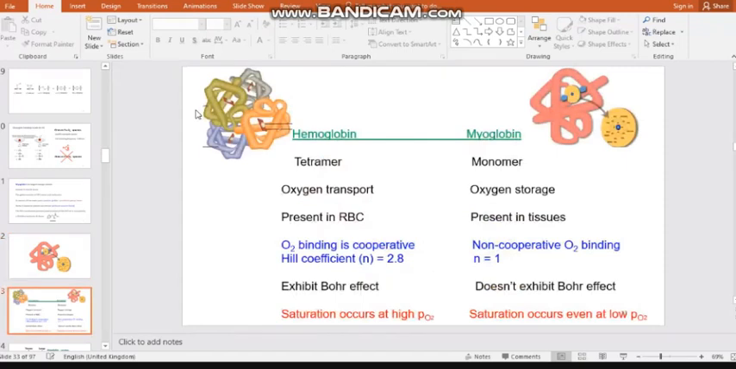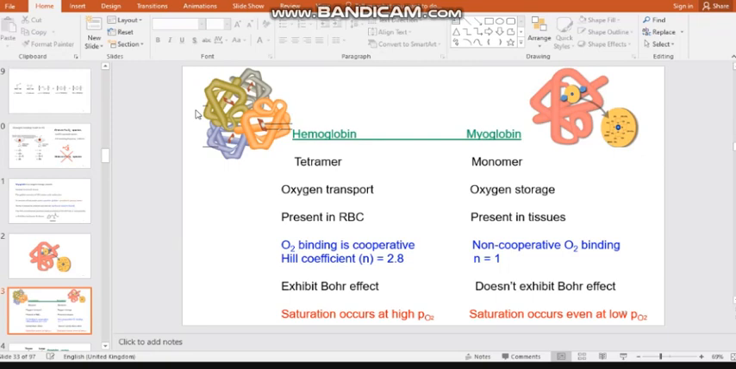So if you are seeing from the structural aspect itself, hemoglobin is a tetramer, whereas myoglobin is a monomer. And in function, one is an oxygen transporting enzyme, whereas myoglobin is an oxygen storing enzyme. Hemoglobin is present in RBC, in red blood cells, whereas myoglobin is present in the tissues. In the O2 binding, the O2 binding of one heme unit in hemoglobin is supported by the other heme units. So a cooperative effect is observed.